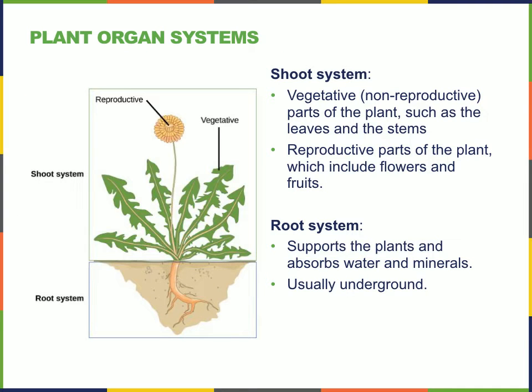So just a review of plant structures. You have a shoot system and a root system. The shoot system contains the vegetative parts of the plant above the ground, stems and leaves, as well as the reproductive parts, which include flowers and fruits. The root system supports the plant. It absorbs water and minerals from the soil, and it's usually underground, although you can have some aerial roots and adventitious roots and things like that.